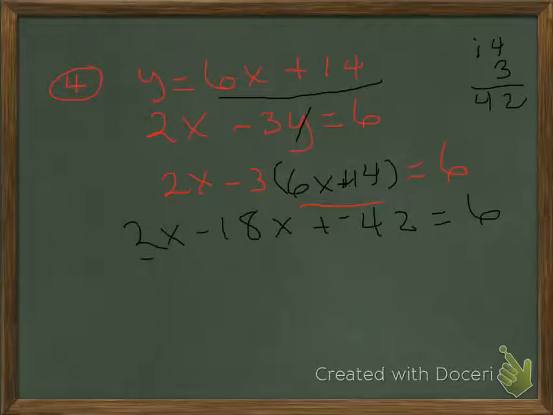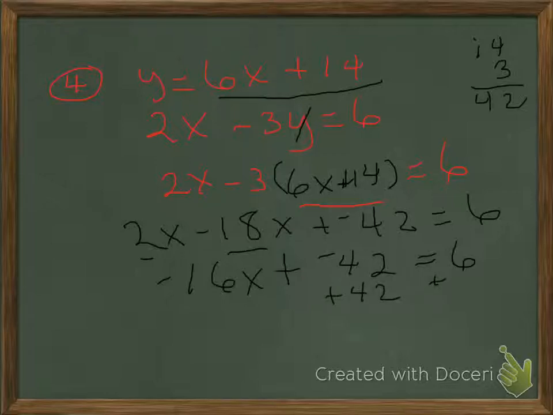So now we're going to combine our like terms. That's a minus 16x plus a negative or minus 42, either way, it's the same thing, equals 6. Now we're going to get the 16x by itself by adding 42 on both sides. So we need to get rid of the 42, right? Right. That canceled, leaving negative 16x equals 48. 6, 7, 8, that's 48.